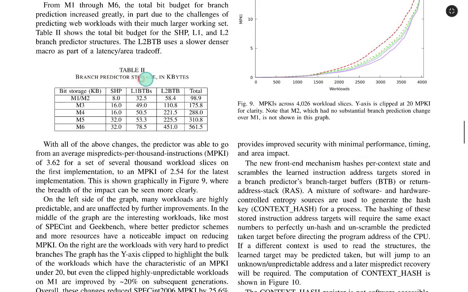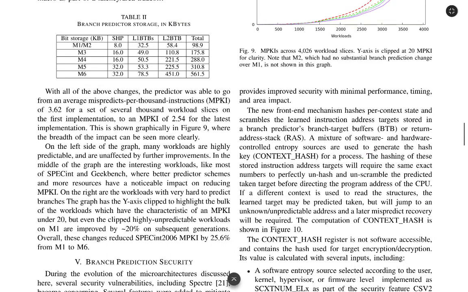Table 2, branch predictor storage in kilobytes. With all of the above challenges, the predictor was able to go from an average mispredicts per 1,000 instructions, MPKI, of 3.62 for a set of several thousand workload slices on the first implementation to an MPKI of 2.54 for the latest implementation. This is shown graphically in Figure 9, where the breadth of the impact can be clearly seen.